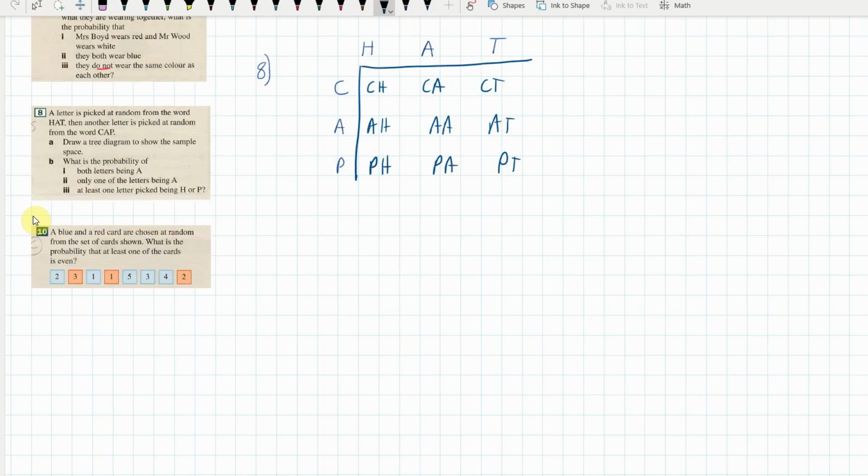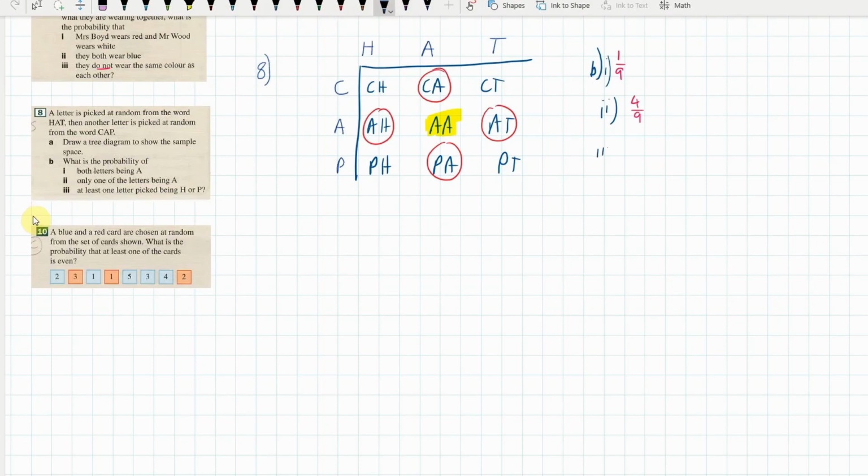Now, we're going to do part B. What's the probability of both letters being A? So that's this one here. So that's 1 out of, and you can see this is a 3 by 3, so that's 1 out of 9. That's part 1. Let's do part 2. The probability of only one letter being A. Okay, so for this, all the ones where we've got one letter being A, here, here, here, here. So that's 4/9, as you can see.